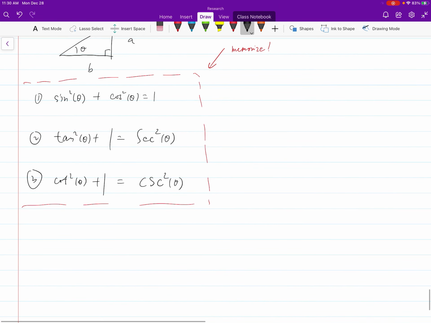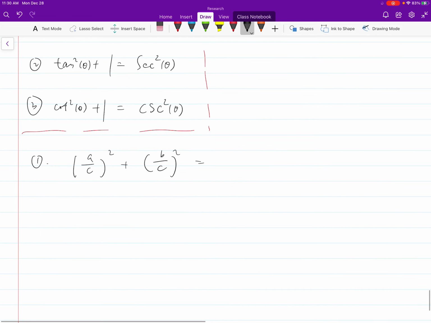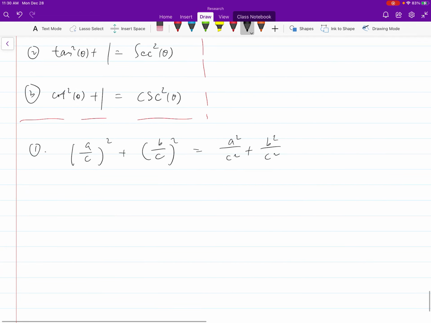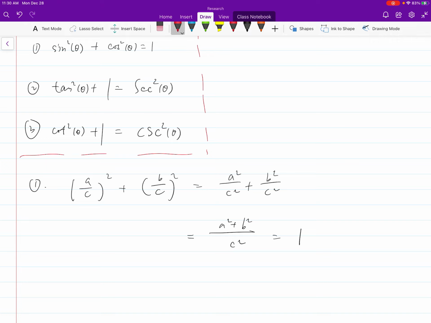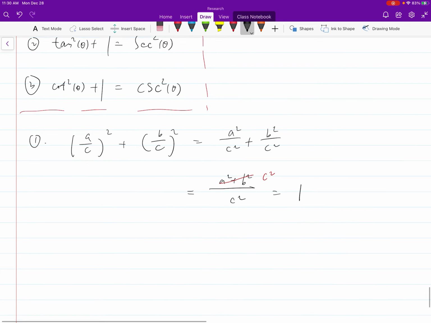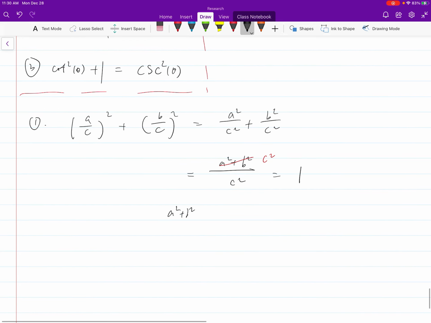Why are they true? I can show you the proof of the first one. What is sine theta? A over c. Cosine theta, b over c. Now let's do the computation. They have the common denominator, so we can put them together. The identity tells you this is 1. That must mean the thing on the top is going to be c squared, because c squared over c squared is 1. That implies a squared plus b squared must be c squared for the identity to be true.